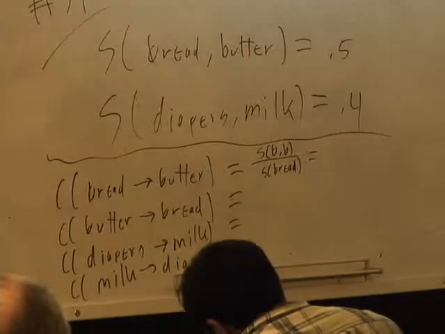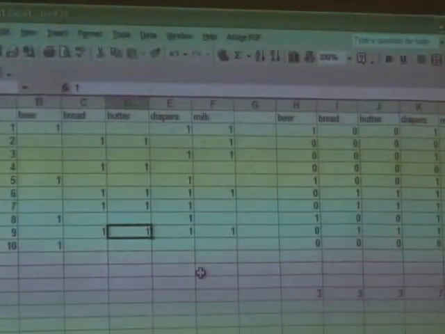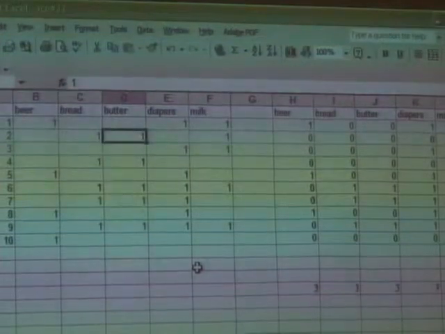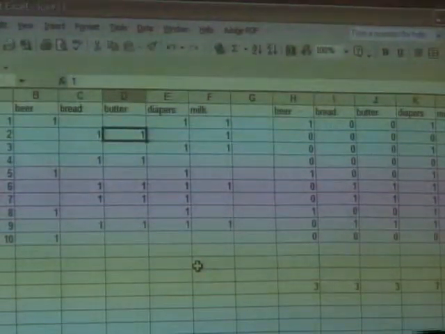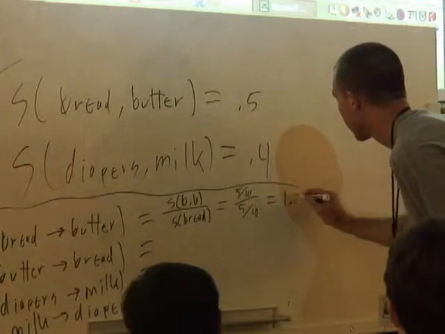It's hard to see here, but it's easier to see here that if you look at bread, you know, 1, 2, 3, 4, 5 people bought bread. Butter, 1, 2, 3, 4, 5 people bought butter. They're identical. The bread and butter are identical in this data. So both of these are 5 out of 10. 5 people bought both bread and butter. 5 people bought bread. So this rule has confidence 100%.